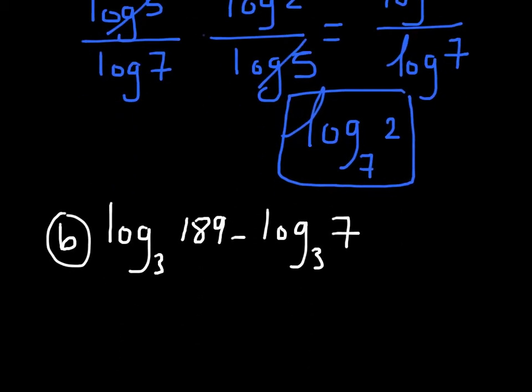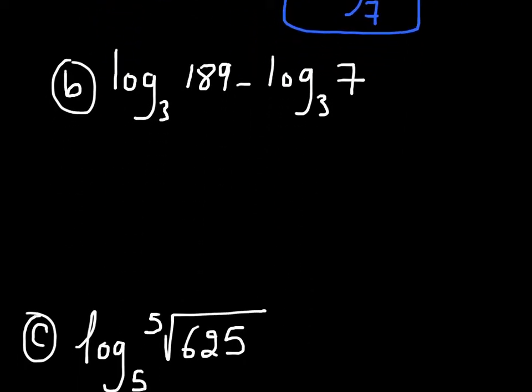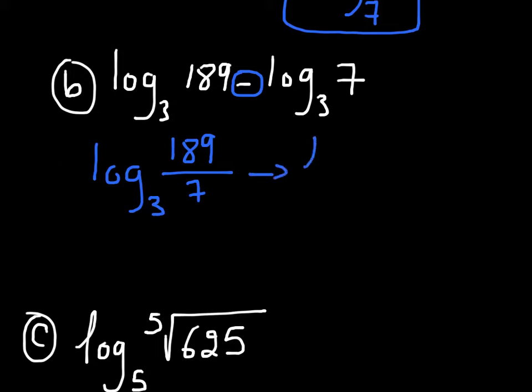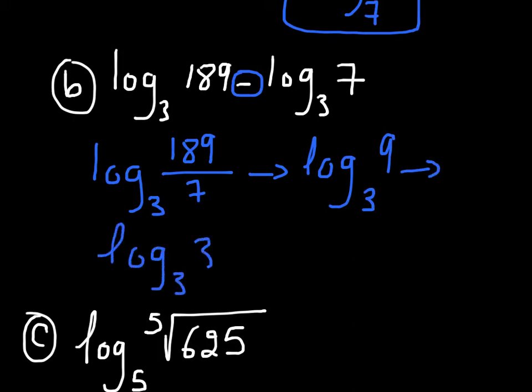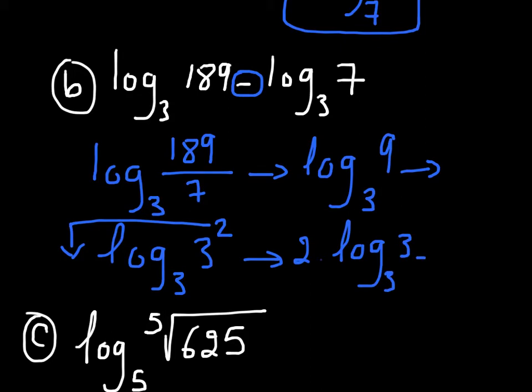Next, we're going to look at part B. Whenever you are subtracting 2 logs, you're allowed to condense them and make it log base 3 of 189 divided by 7. 189 divided by 7 is going to give you 27, and log of 27 is 3 cubed. And so log base 3 of 3 cubed, take the exponent and toss it in the front. And so that will be 3 times log base 3 of 3, which is 1. And the answer will be simply 3.